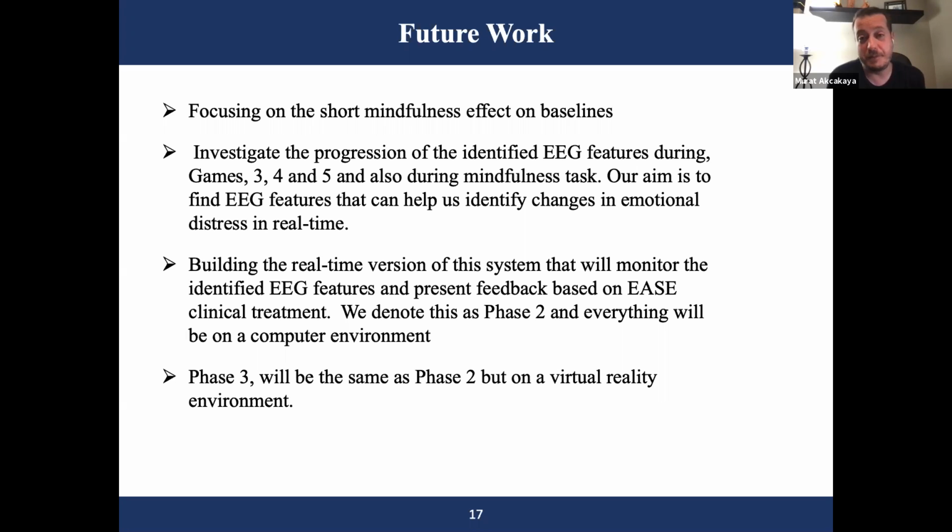And hopefully for the phase 3, we are aiming to integrate virtual reality and include the card game plus further social interaction scenarios for the envisioned system.